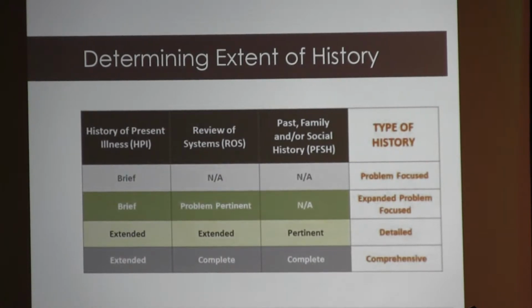If you have a brief HPI and a review of systems that's there and based off of the patient's presentation, then that has some higher power. If you have an extended HPI with a full review of systems that's documented and relevant past medical history, past family history, and social history, it will be a higher code. And then, like I said, the complete comprehensive is going to be something that documents everything.